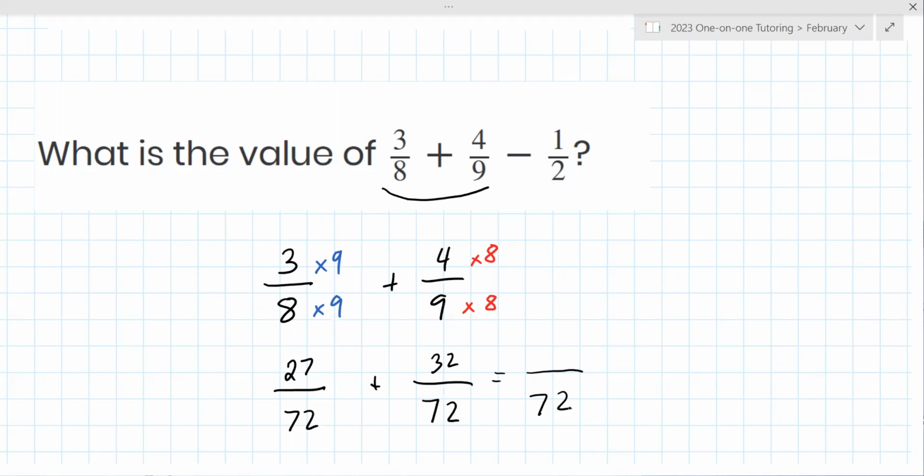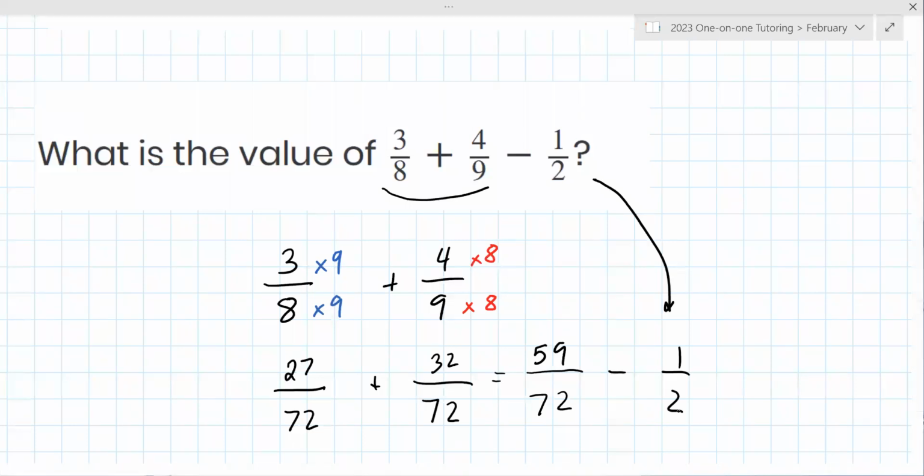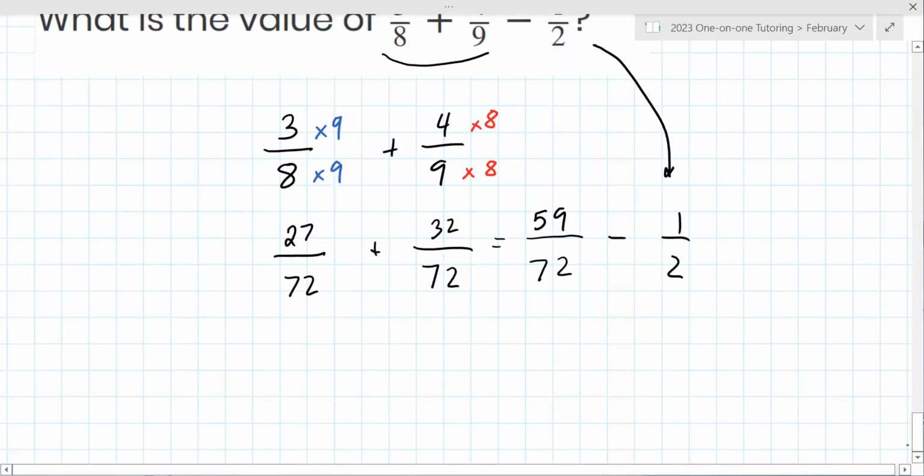Wait, we're adding, right? Yes. Is it 59? It is 59. Yeah. Okay. Now we're gonna bring this down right here. And we're gonna subtract 1/2. Okay. Now we got to make the bottoms the same.